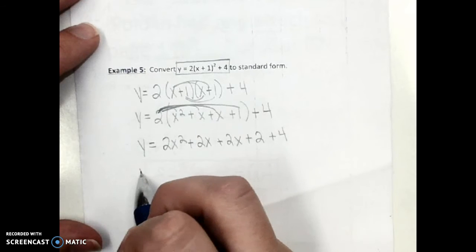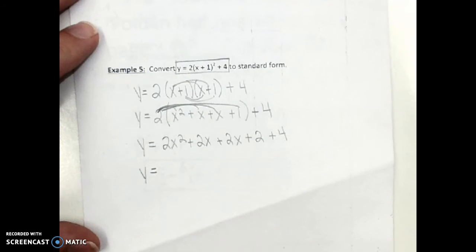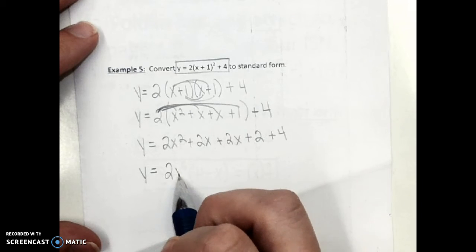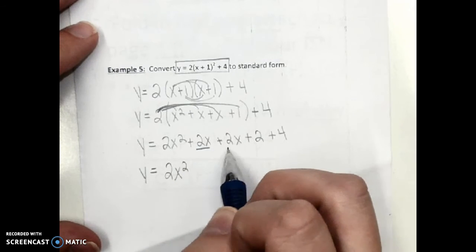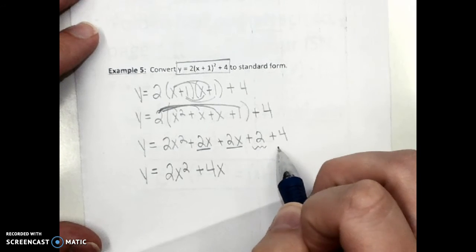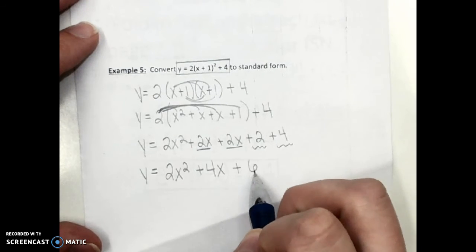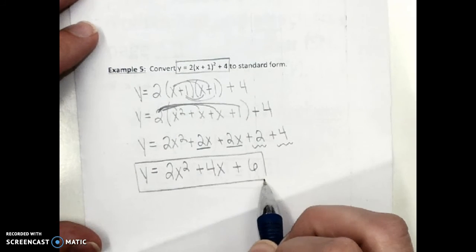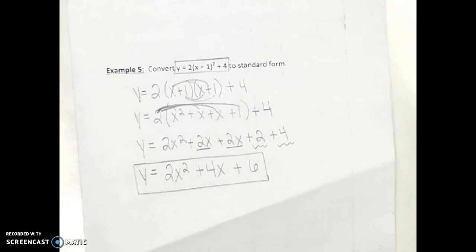Combine like terms. Look for the highest exponent first. That's x squared. There's no other x squared, so you start with 2x squared. 2x plus 2x is 4x. 2 plus 4 gives you 6. This is standard form. That's all you have to do to go from vertex to standard. You're using the distributive property.